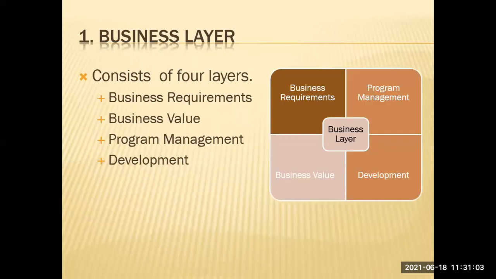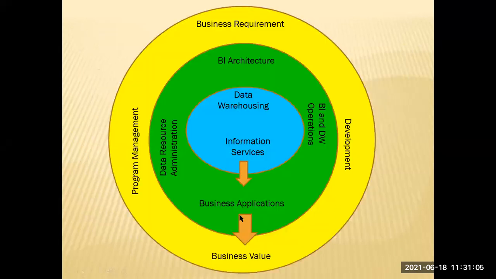We are still here. Have a look here. This is the outer circle, the yellow circle. We have just completed this one: the business requirement, program management, development, and the last one, business value. So we have completed this outer layer. We still have to move inside these two layers.